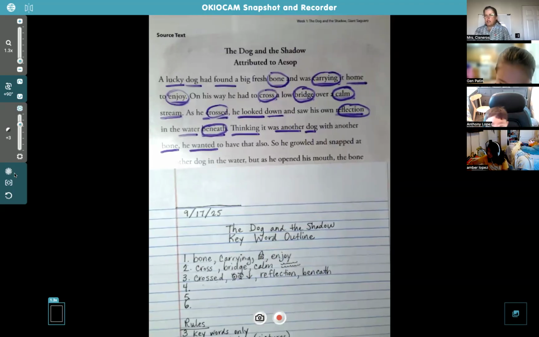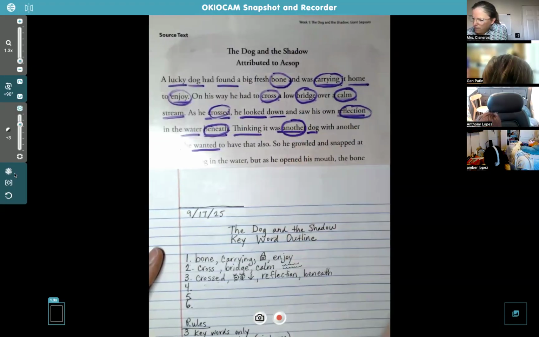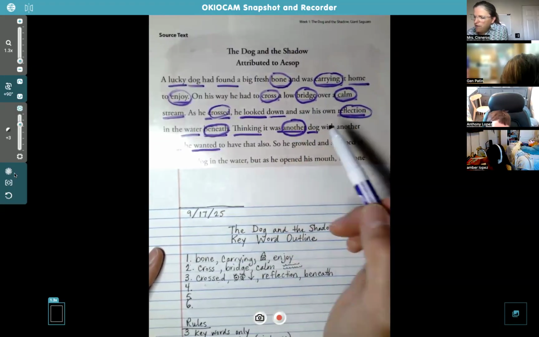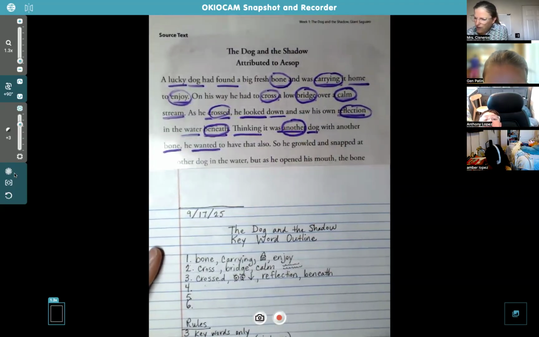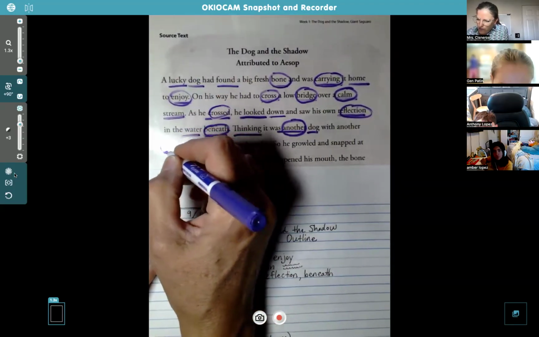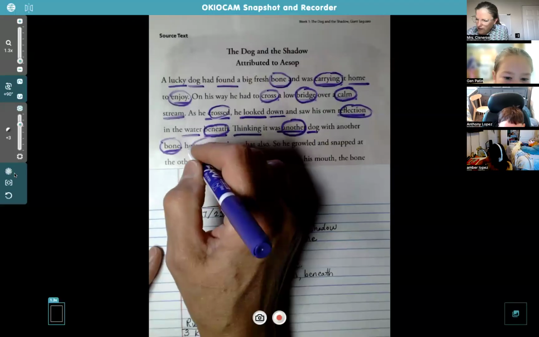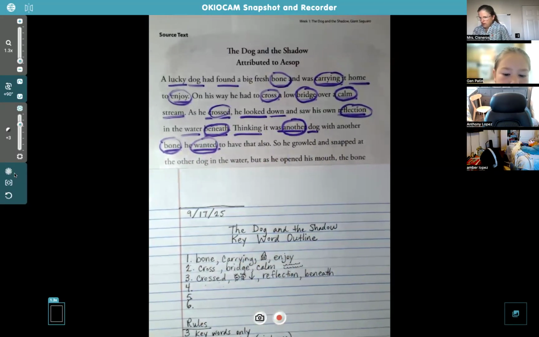I don't think I need the word thinking though, because we can assume that we know he's thinking about it. But I do think it would be important to say another. And maybe for dog, we can use a symbol for that or an abbreviation or something. I'll think about that one. But I think we need bone and wanted. So I'm going to use another, bone, and wanted.